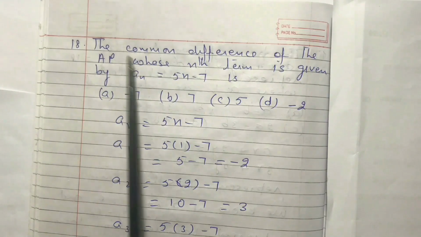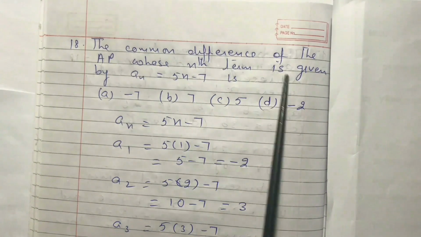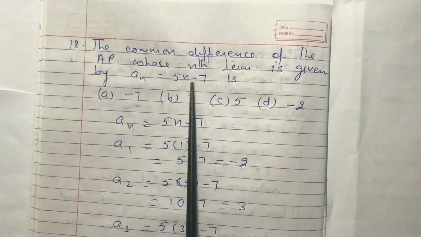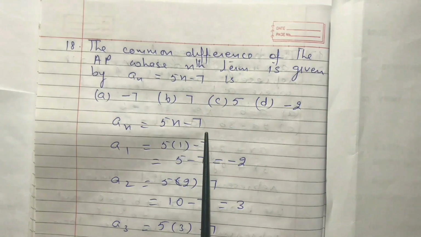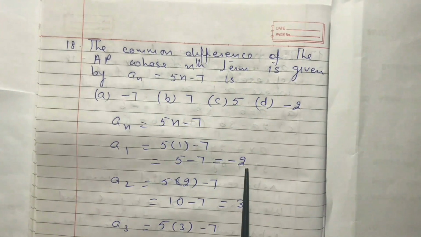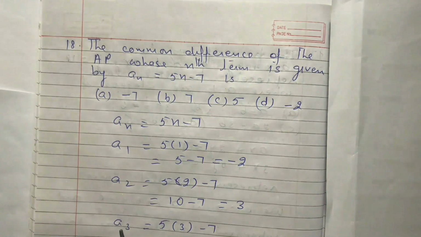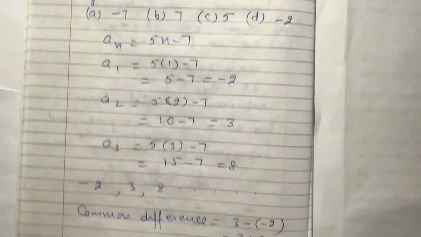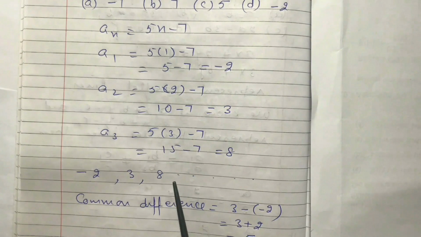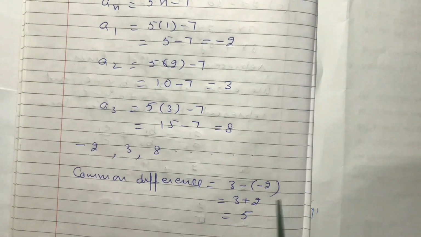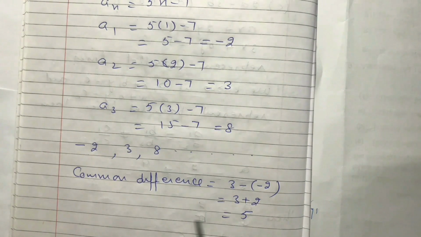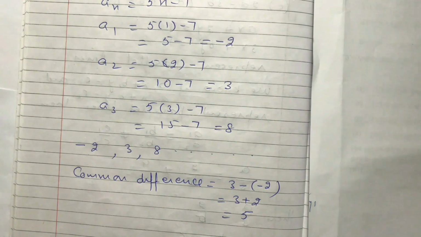Now 18th question, the common difference of the AP whose nth term is given by an is equal to 5n minus 7 is, there are 4 options. Now an is equal to 5n minus 7, a1 is minus 2, a2 is 3, a3 is 8. So AP is minus 2, 3 and 8. The common difference is 3 minus (minus 2), that will come out to be 5. So C is the option.